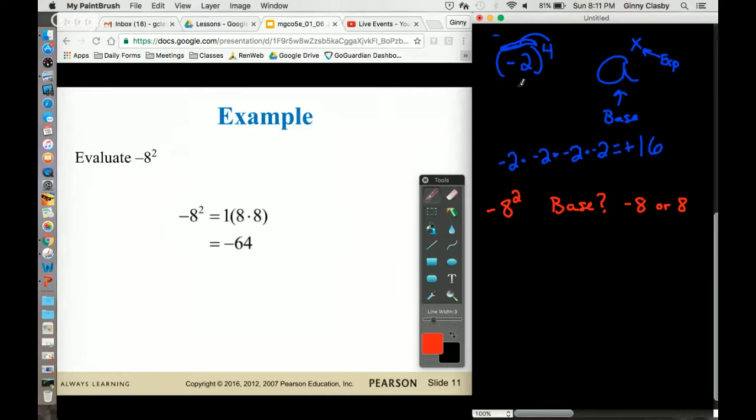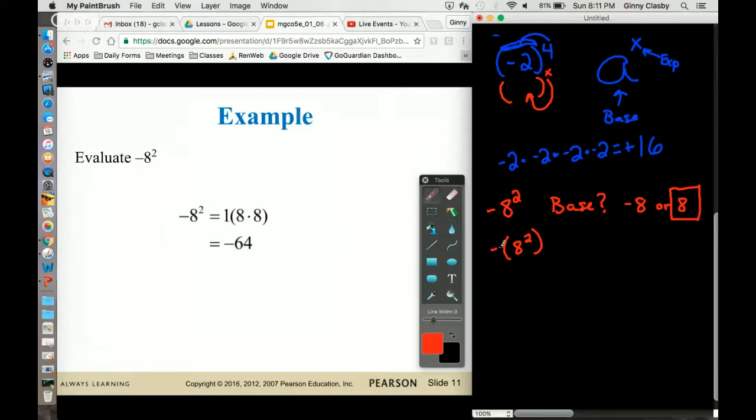Well, up here we had parentheses. Okay, and with your parentheses, your base was anything inside the parentheses. Without the parentheses, your base is only what's right in front of your exponent. So because there are no parentheses, what's right in front of your exponent is just the 8. Okay, so your base is going to be 8. So you deal with this like this.